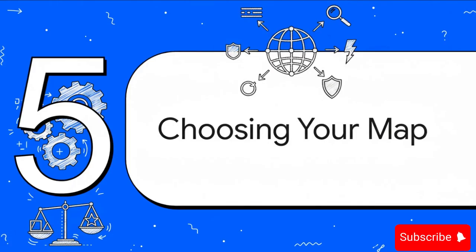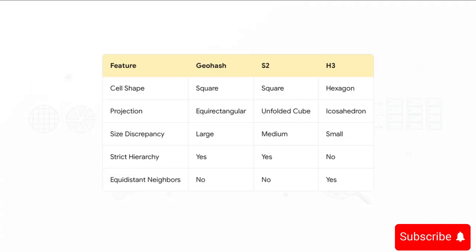Okay, so with all these incredible innovations, which system is actually the best? Well, like with most things in engineering, it's not really about being the best. It's about making the smartest trade-offs for what you need to do. So let's look at the final scorecard here. Geohash is super simple, but suffers from that large distortion. S2 comes in and improves on this big time with its cube projection and much better pathing. And then H3 has the most uniform cells and that incredible benefit of equidistant neighbors.